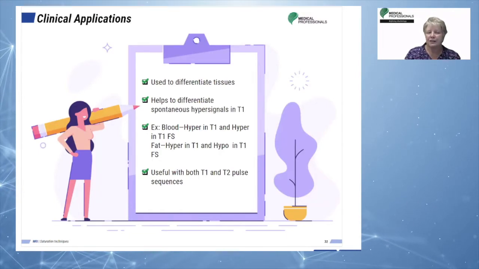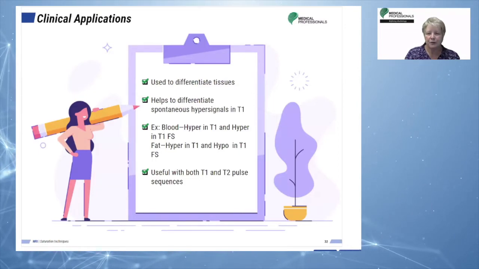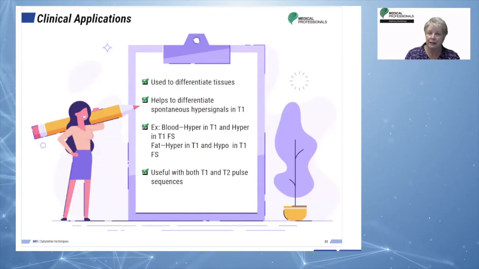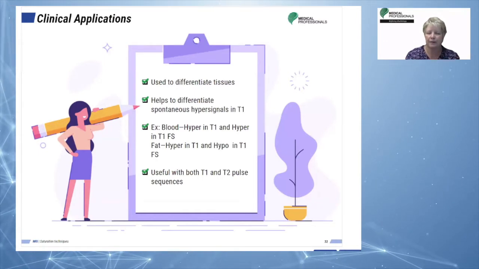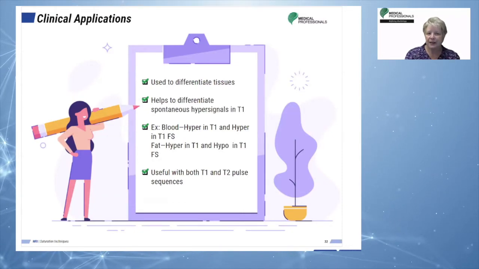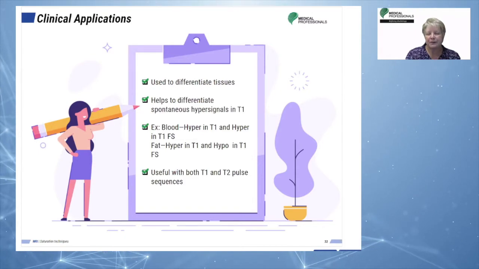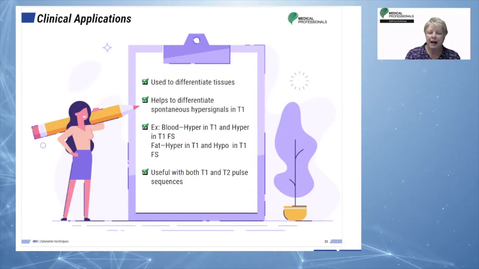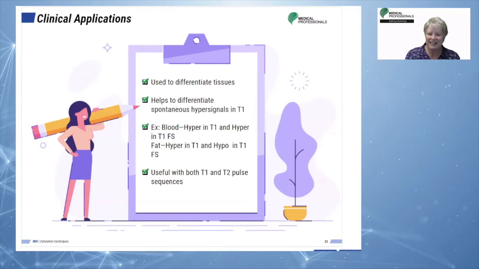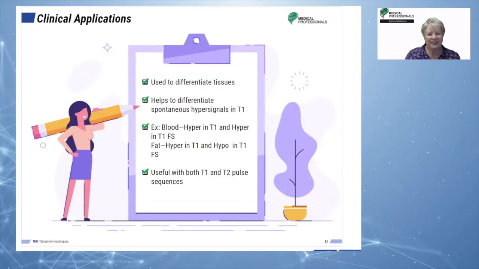Spectral saturation is used to differentiate tissues and is particularly useful with tissues that have varying signal next to each other or within a close vicinity of each other. This technique also helps to differentiate spontaneous hypersignals in T1, thus allowing for better characterization of tissue composition.